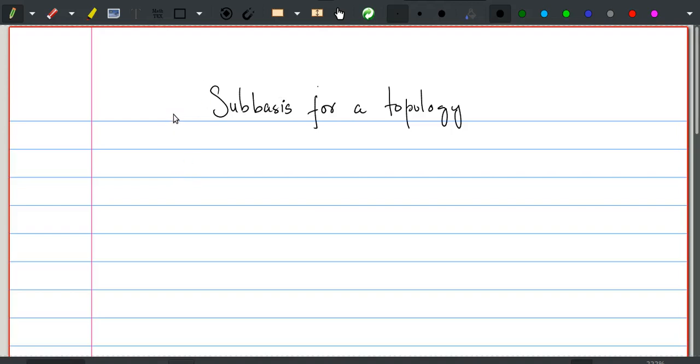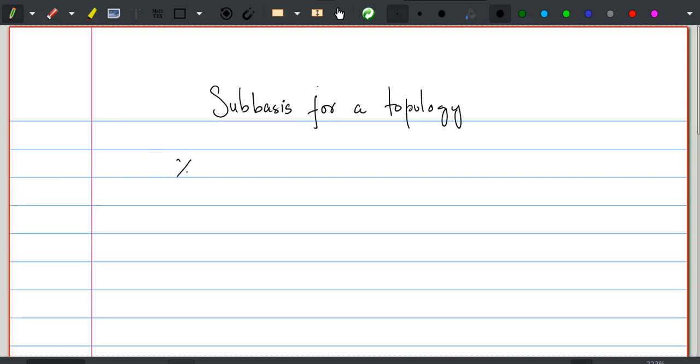In this lecture, we are going to introduce the notion of subbasis for a topology. But before that, let us recall what we did in the last lecture. In the last lecture, we did a result regarding the basis for a topology.